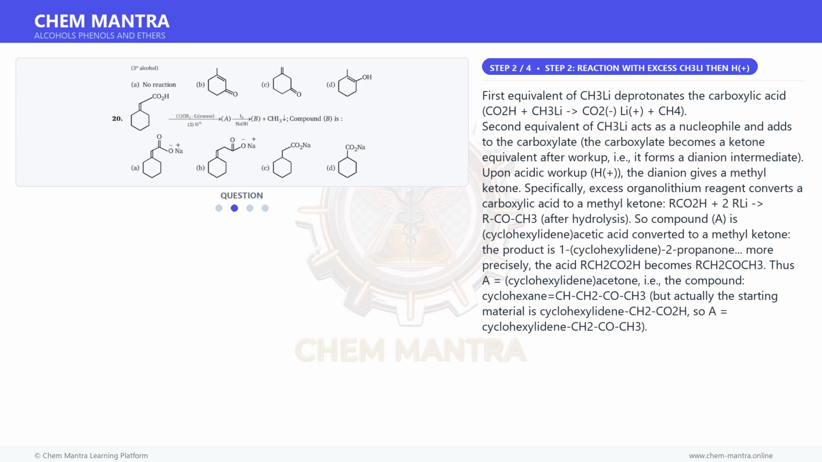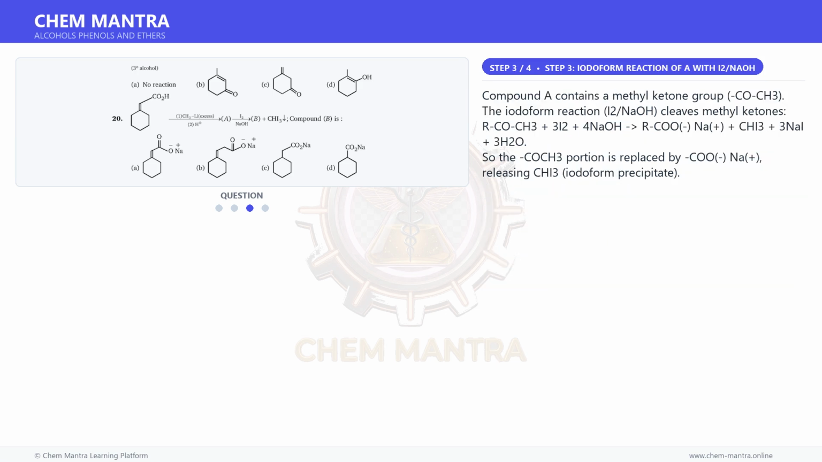Thus A is cyclohexylidene acetone, i.e., the compound cyclohexane = CH, CH2, CO, CH3. But actually the starting material is cyclohexylidene CH2 CO2H, so A is cyclohexylidene CH2 CO CH3. Moving on to the next step.